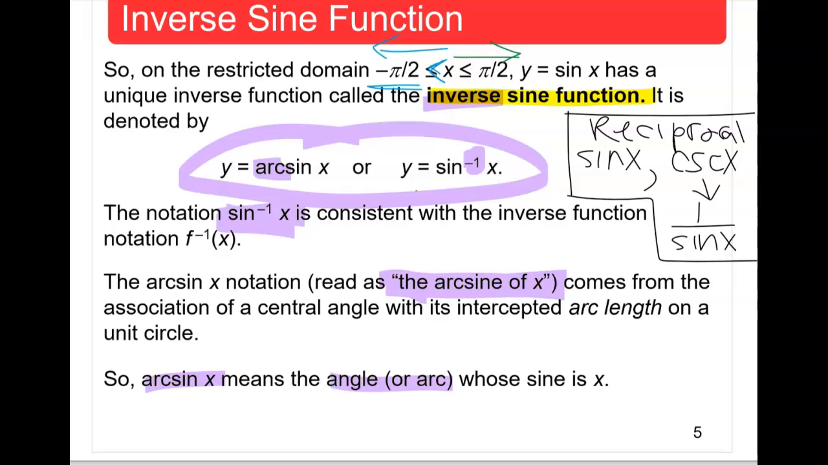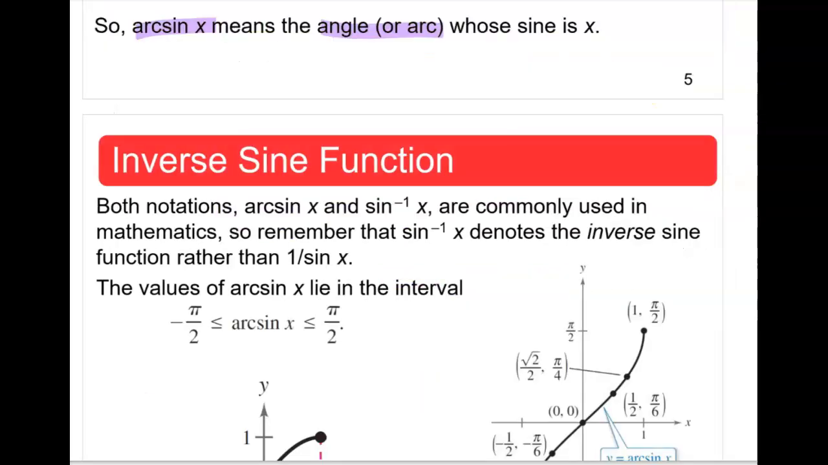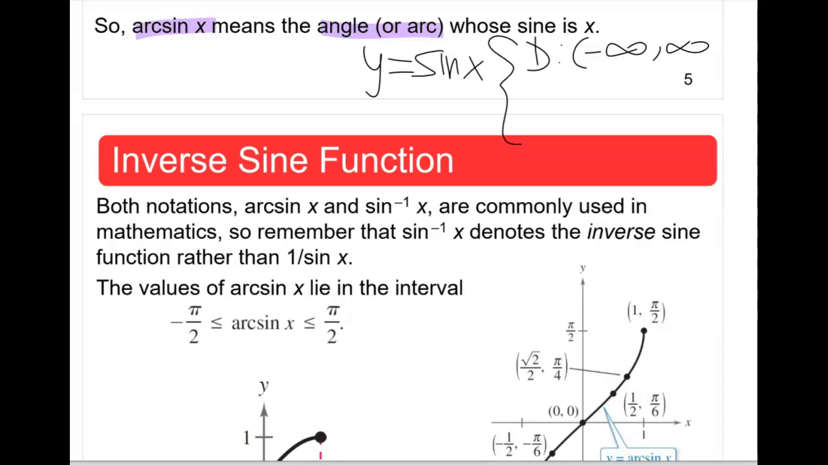Just like with every other inverse function, the domain and the range will be interchanged. So again, for the sine function, y equals sine of x, the domain is all real numbers, and the range is from -1 to 1 included.